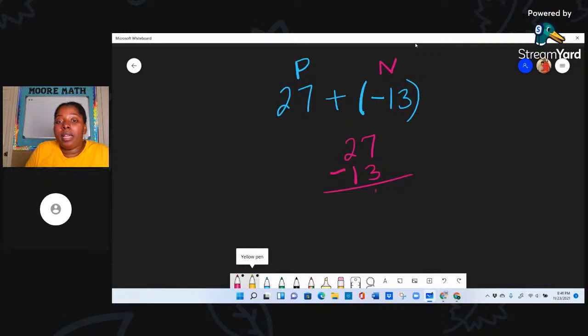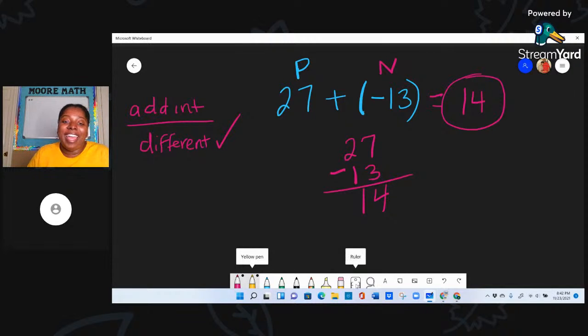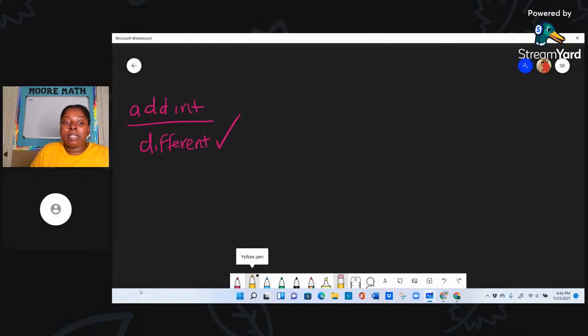14. Excellent. Okay. Now, which one has more? Positives or more negative? Positives. Good. And we have positive 13. Good. So we just did adding integers with different signs. And you seem really good at that. So we'll put a check there. Okay. Now let's do adding integers with the same sign.